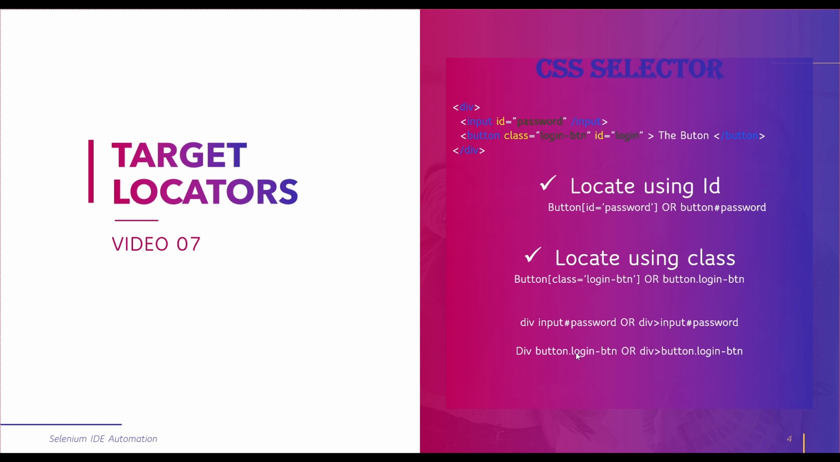For class, you say div space button dot login button, or div greater than button dot login button. For all of the scenarios, I tend to use the one to the right, button dot login hyphen btn, because for this there's a high chance we'll miss this space and we'll just go around having troubles generating our XPath with CSS Locator. All this being said, let's move to the Selenium IDE extension and see how this works.